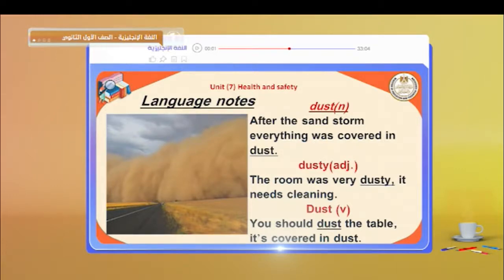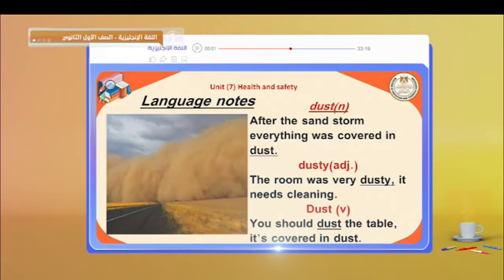So dust is the noun. What about dusty? Dusty is the adjective. Instead of saying everything is covered in dust, we can say it became dusty. So the room was very dusty. What does it mean, dusty? It means full of dust. It needs cleaning. What about dust as a verb?